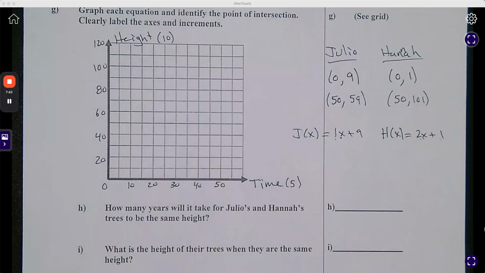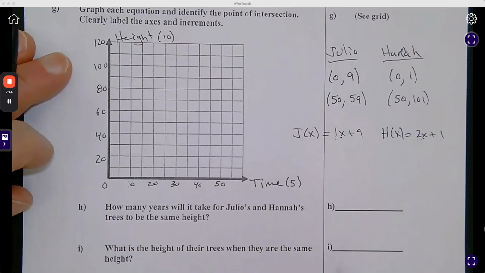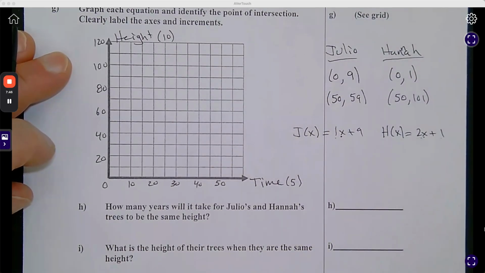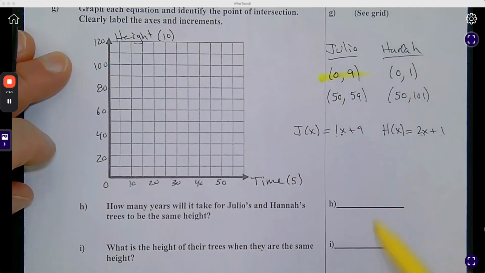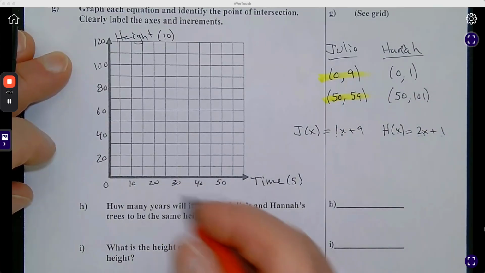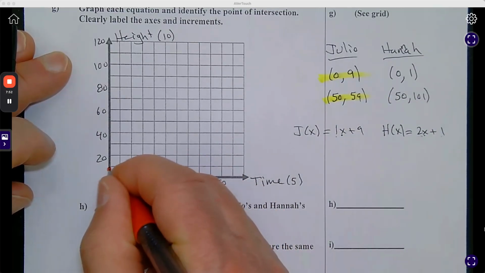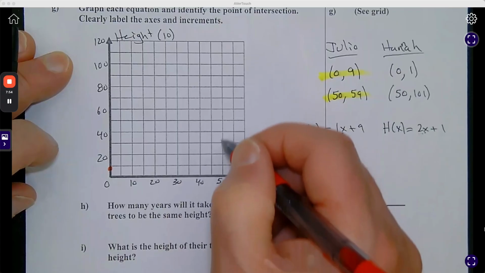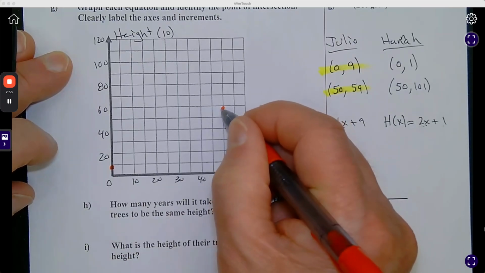That's fantastic. All right, I'm going to plot the ordered pair 0, 9 right there, and 50, 59. So 0, 9 is just under 10, and 50, 59 is just under 60.